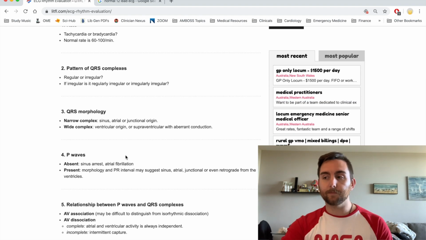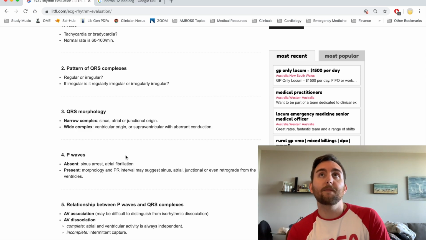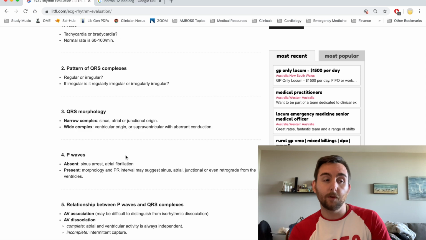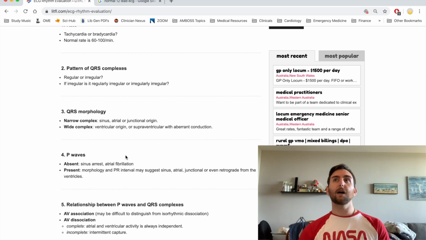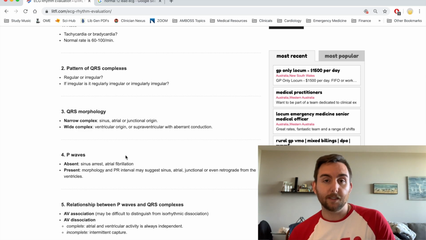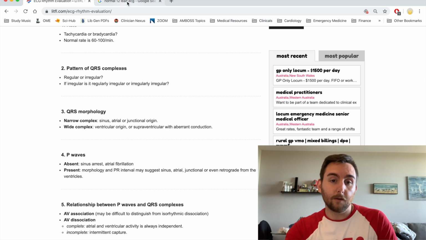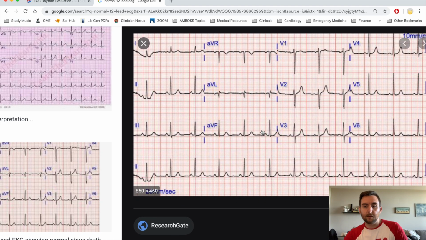So then the P waves. When you're looking for P waves, you should see a P wave before every QRS, and you should see a QRS after every P wave. If you don't see a P wave in any of the leads at all, something's probably wrong. If you don't see P waves before every QRS, something's probably wrong. Now, this does not mean that you're going to see a P wave in every single lead. And we'll talk about what leads are later.